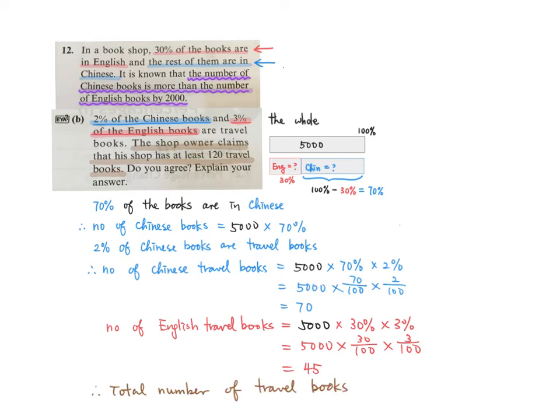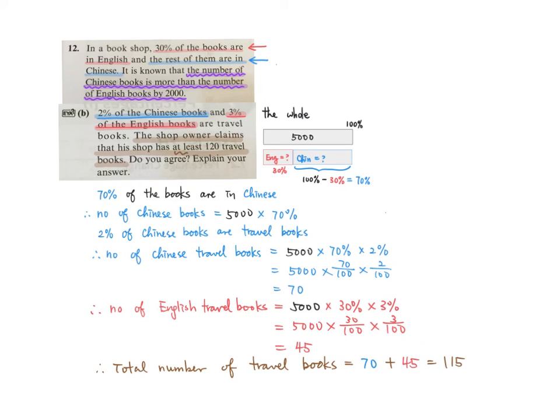So we will have the total number of travel books equal to 70 plus 45. That would be 115. And compared with 120, you can easily get the conclusion that you cannot agree with the shop owner.